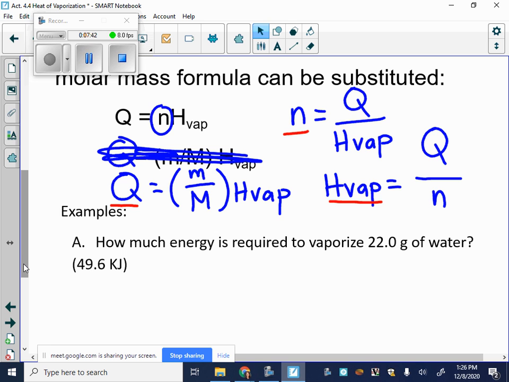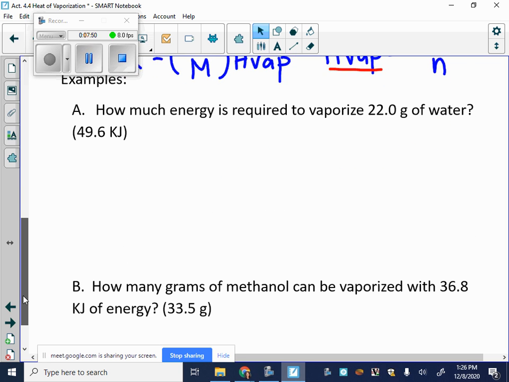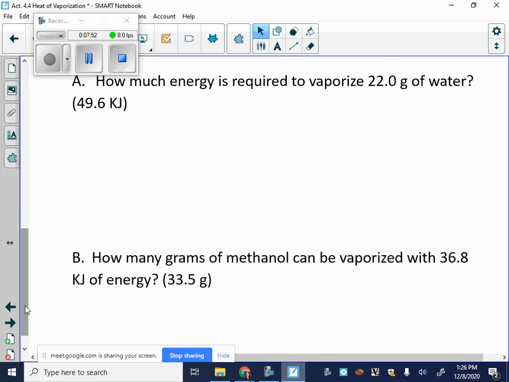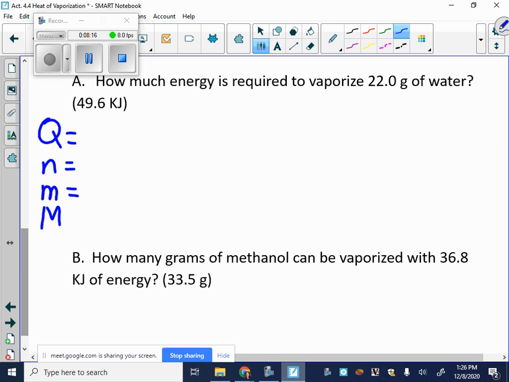So I'll go through two examples, or one if you think you've got it. Okay, the nice thing about most of these questions is we're dealing with water. So water, we already know the molar mass too, so we don't have to think about that. But anyways, let's write these down. Q is equal to, sometimes they'll give us the number of moles, but usually we're going to need mass, molar mass, and HVAP.